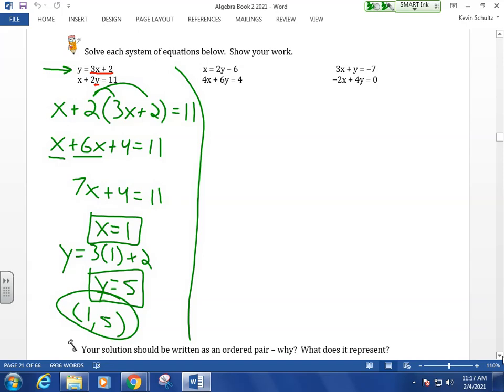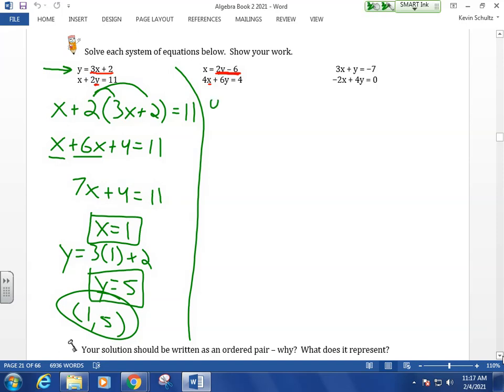x equals 2y minus 6. Which variable do we have a value for? Brent? x. x is the same as 2y minus 6. So in that second equation, I'm going to do that in red actually. If x is equal to 2y minus 6, I'm going to replace that x variable with 2y minus 6. They're the same thing.